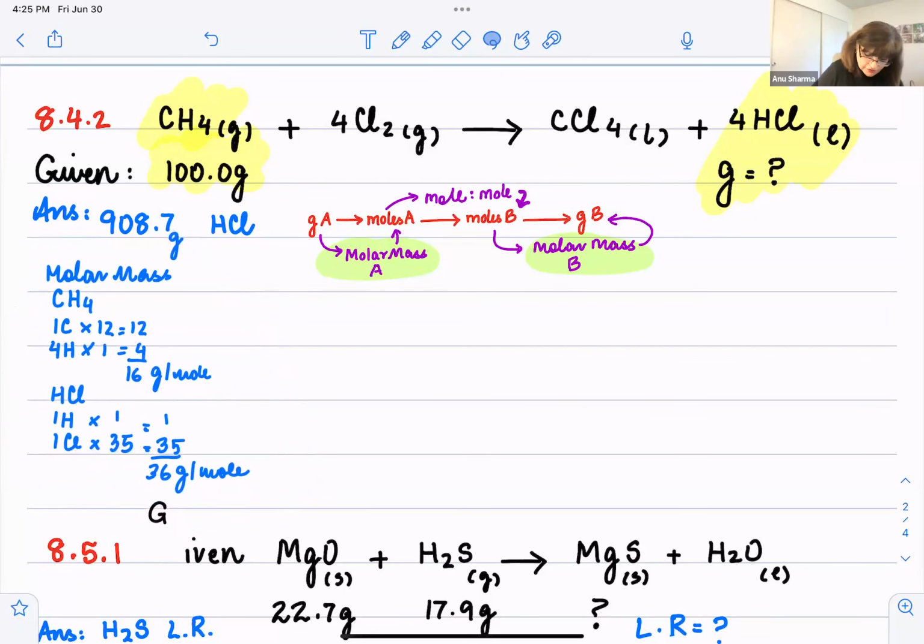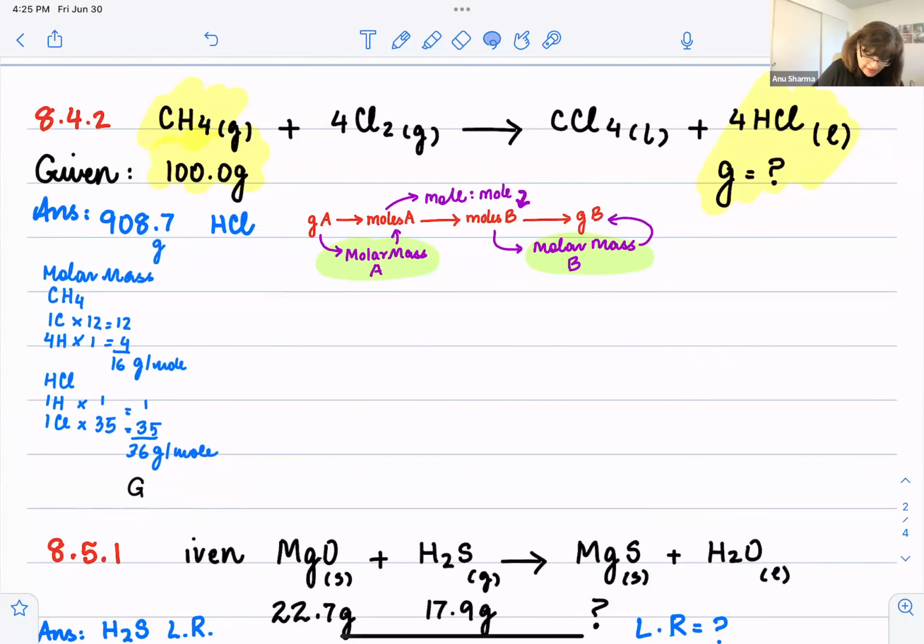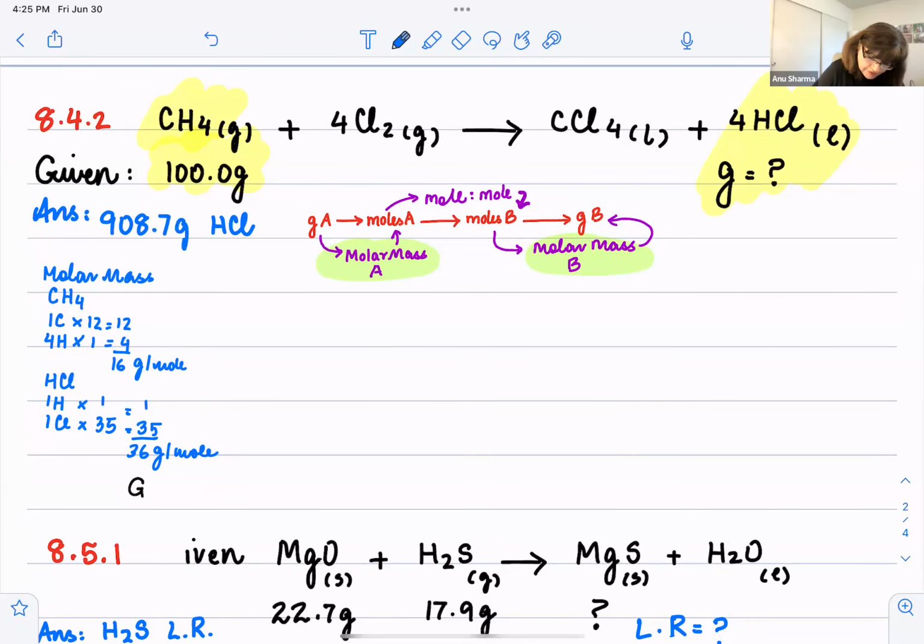Because the question is starting with grams, and you are being asked to convert to the grams of the other, that's why you do this. All right, so let's write this down. We are given 100.0 grams of what? CH4. Okay, so first convert it into moles, and we'll just do all in one step.